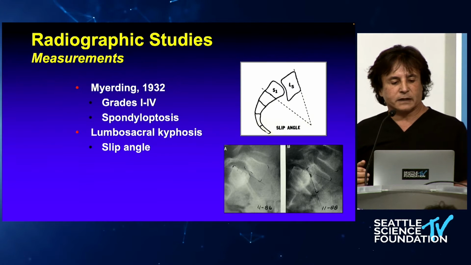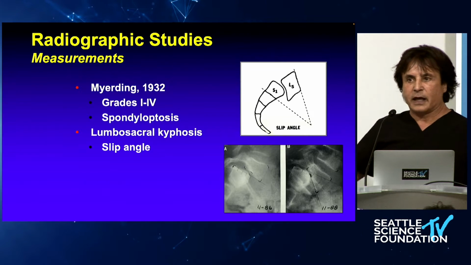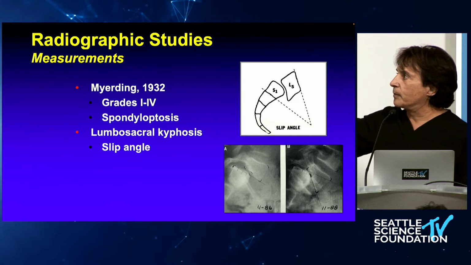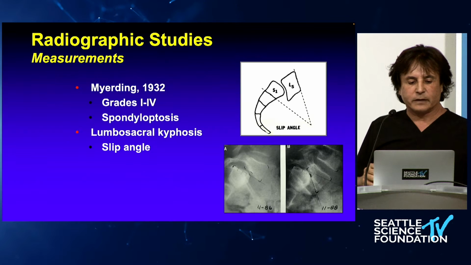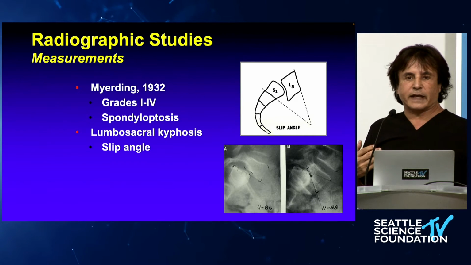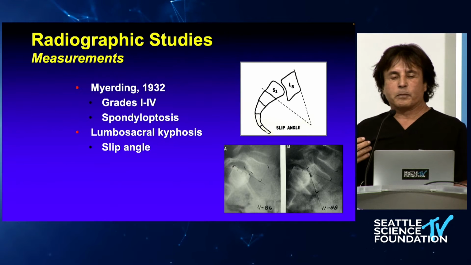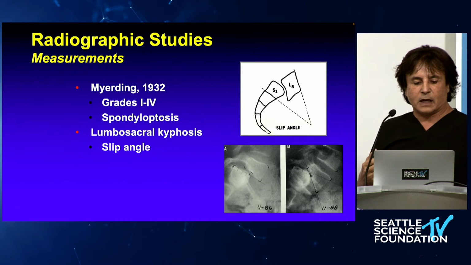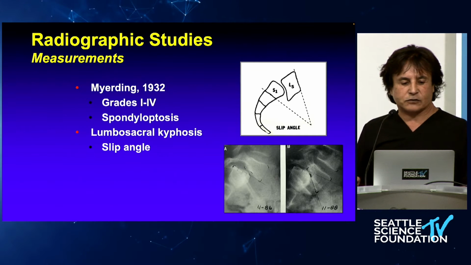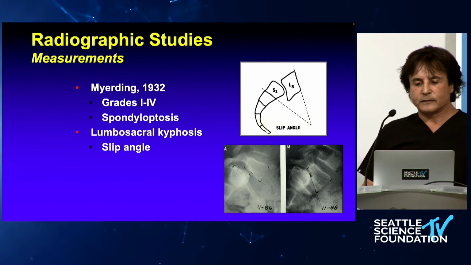Descriptively, we also see it described by Meyerding, and it relates to the amount of slip on the S1 vertebra. And then really the first one that looked at the spinopelvic relationship is the lumbosacral kyphosis as described by the slip angle.